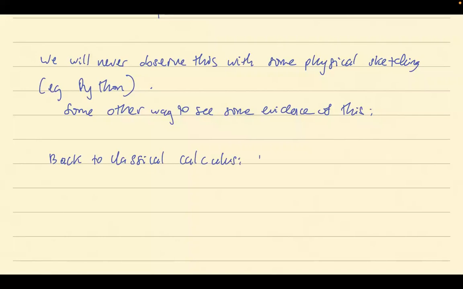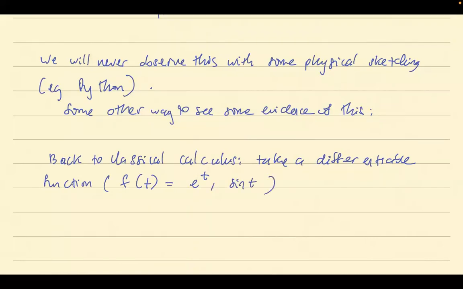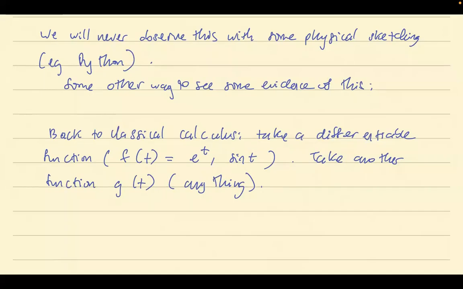And let me take a differentiable function. Take something very smooth. Let's say e to the t or sine of t, whatever, so f prime exists. And then take another function, let's say g of t. This one can be anything, as long as it's not too bad. In terms of regularity, it can be anything. Then my question to you is, can I do this?